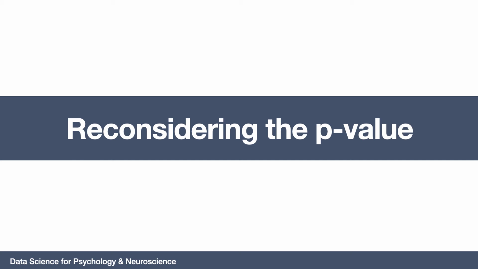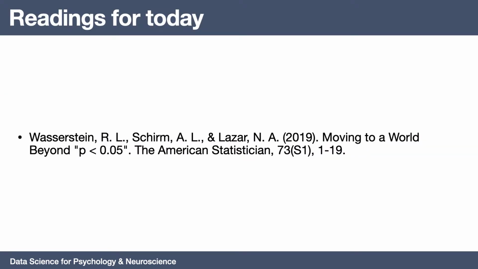In this lecture, we'll be going over the concept of the p-value. We'll be reconsidering how we use this tool. This lecture is premised off of the article Moving Toward a World Beyond p less than 0.05 from the American Statistician, authors Wasserstein, Schirm, and Lazar. If you have not read this, please pause, go read it, and come back.